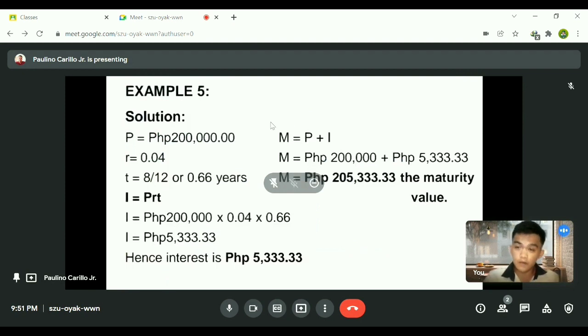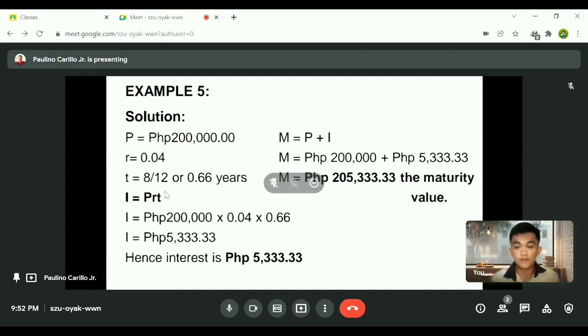So the given information is P, or the principal, is equal to 200,000 pesos. Our interest rate here is 0.04 because in the problem we have 4%. And T here is equal to 8 divided by 12 months. So you have 0.66 years. 12 months is equal to 1 year.